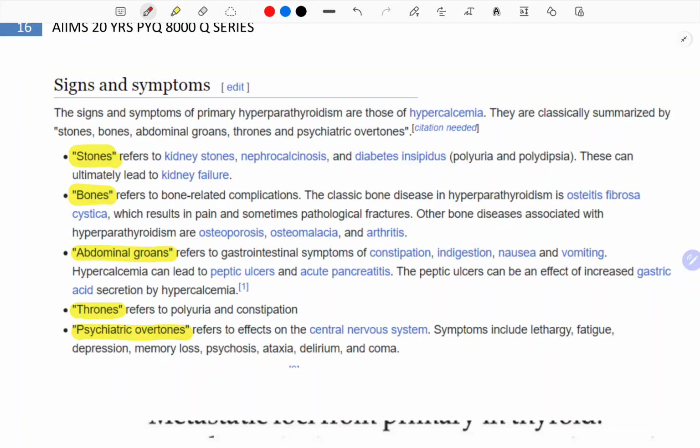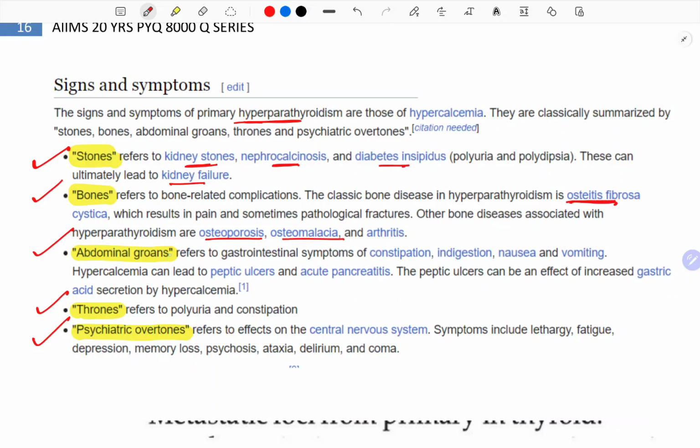See, these are the symptoms and you can remember it with a mnemonic: stone bones, abdominal groans, thrones and psychiatric overtones. See, because of the increased calcium, there will be preferably kidney stones, nephrocalcinosis, diabetes insipidus, and there can be kidney failure as well. And in case of bones, because there will be a dissolution of the calcium from the bone, so bone related complications like osteoporosis, osteomalacia, and even osteitis fibrosa.